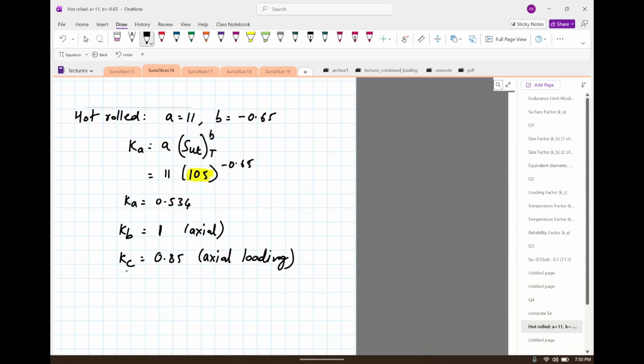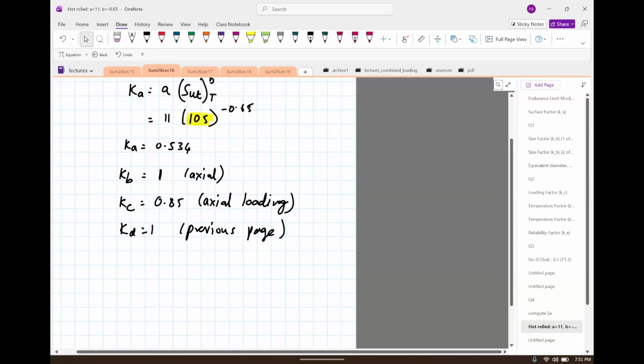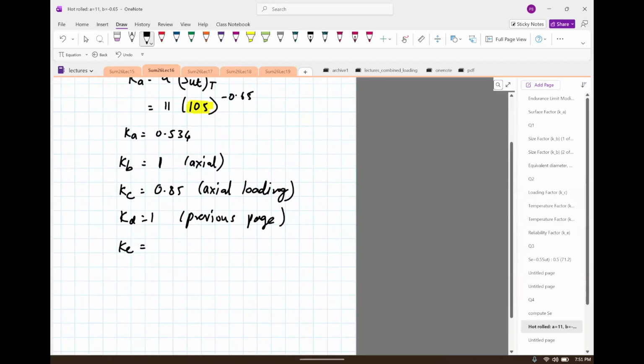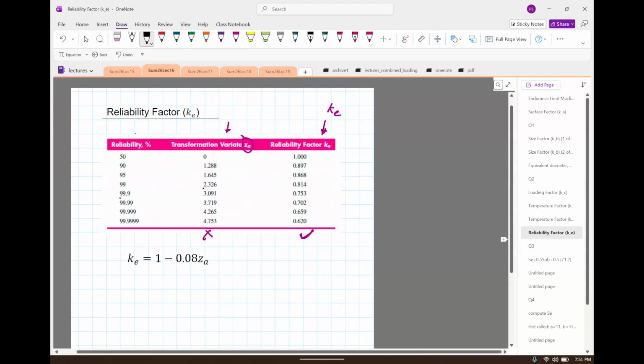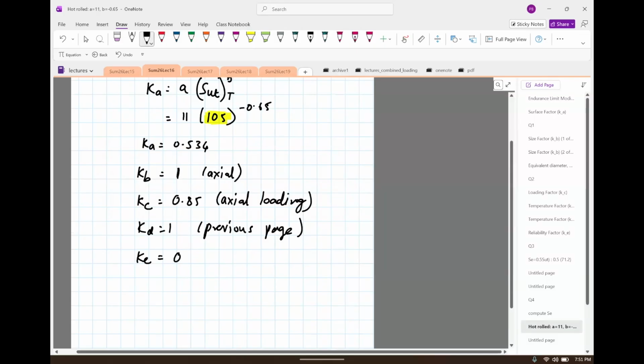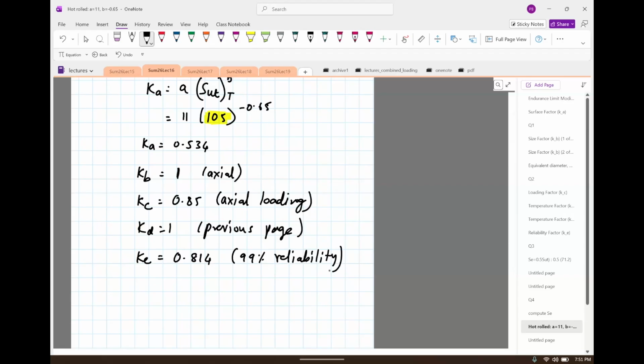Then KD, we already computed, we don't need KD. This is the previous page. And then KE, this is the reliability. We are told it is 99% reliable. So if we go to the reliability factor for 99, we have 0.814. Okay, with that we are all set to compute SE.